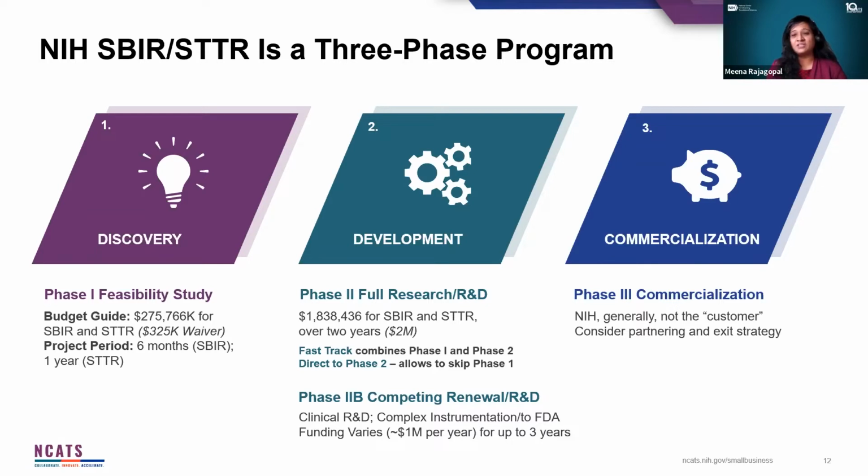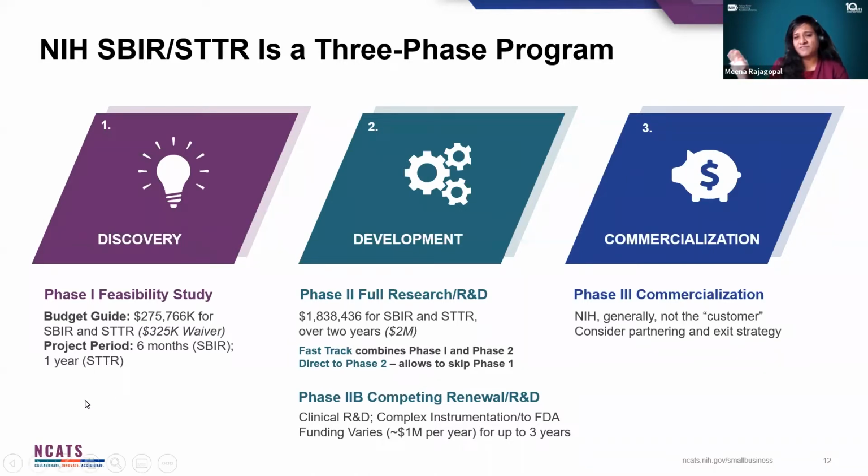We also have what is called the phase 2B, and not all institutes of the NIH participate in this program. However, NCATS currently does. And this is where NCATS wants to provide additional supplemental funding to our awardees so they can get to a key inflection point. Like, for instance, say the small business needs state-of-the-art complicated instrumentation or is filing an IND with the FDA. In such cases, you can request up to about $1 million per year for up to 3 years. But the only caveat to the phase 2B is that NCATS should have funded your phase 2 project.